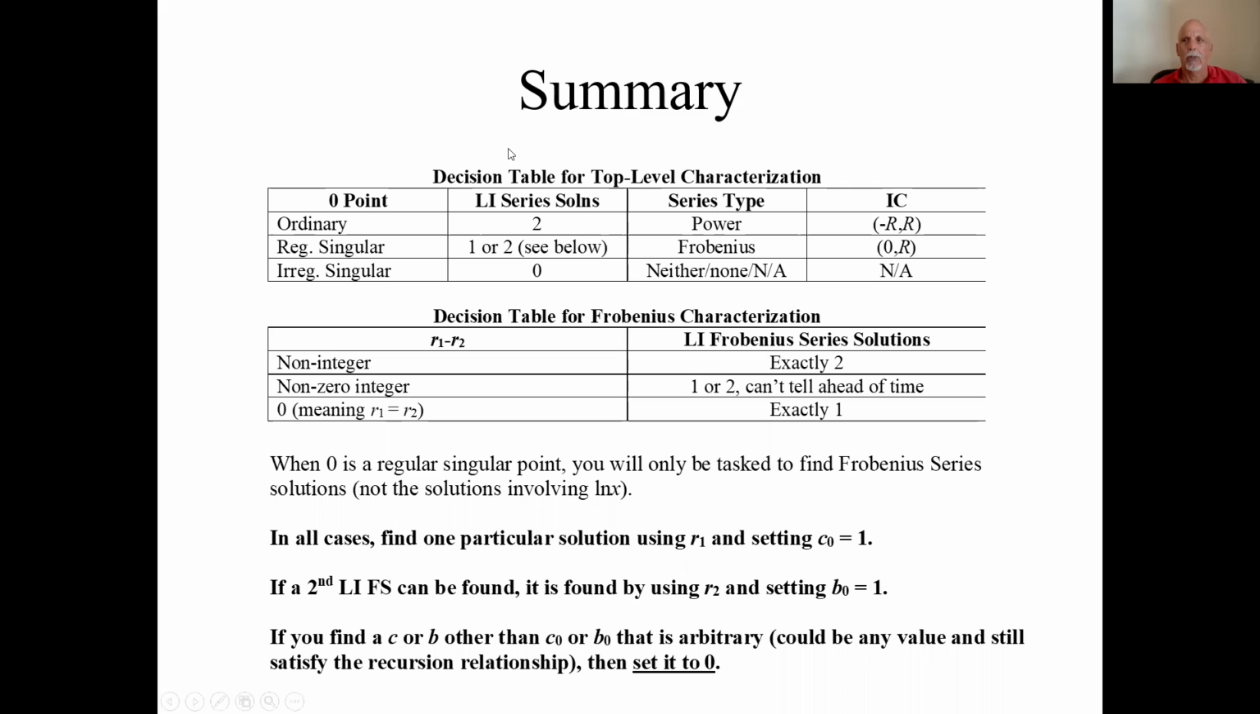Previously, we went through how to characterize series solutions to differential equations, at least for our second order homogeneous differential equation. I put it in terms of these decision tables. If we're going to center our series around zero, we're looking for whether zero is an ordinary point, regular singular, or irregular singular. And if it is a regular singular point, then we're in Frobenius territory, and we can further characterize things from the initial roots.